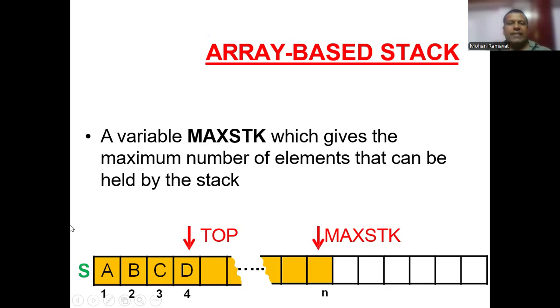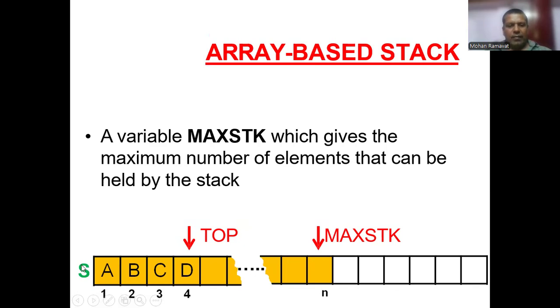We have to fix the size of the stack. Nothing but we are representing array, right? So array is a static data type, right? So initially, in the beginning only, we have to allocate the size of the stack. So we can say that the maximum size of the stack, this variable is nothing but it represents the maximum size of the stack, like where the data items could be represented. So it represents the maximum number of elements that can be held by the stack.